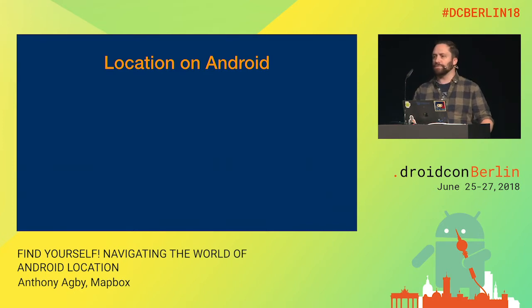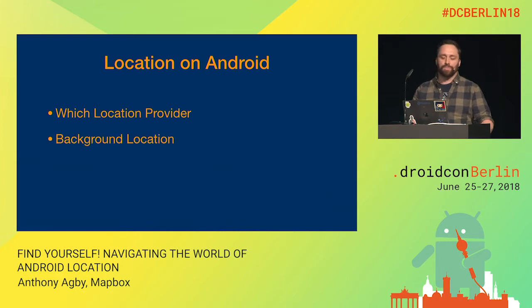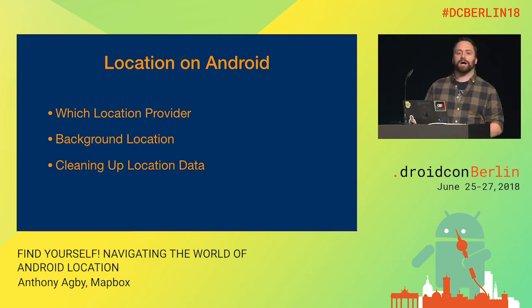It's very daunting for a first-time developer. It's really hard to know where to go, what to do, how to get the best location information on an Android device. There are really three main questions you've got to ask yourself. Which location providers am I using? How to get background location? And that's especially important after the Oreo update. And then how to clean up location data. So in an urban setting, location data is very, very poor. How do you clean up that data?